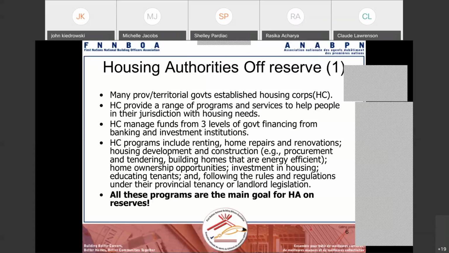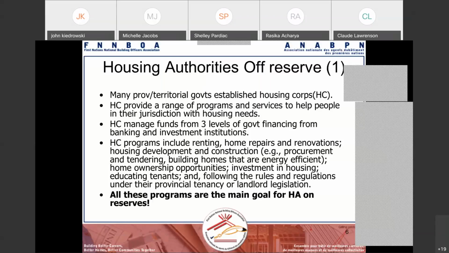What's interesting, they also manage a lot of programs. That includes rent, home repairs, and renovations. They're responsible for construction, building their own homes, procurement, and making sure the homes are efficient. They police their own, they have their own security systems. They reinvest in housing, they educate the tenants. They basically follow the rules and regulations under the provincial tenancy or landlord legislation.